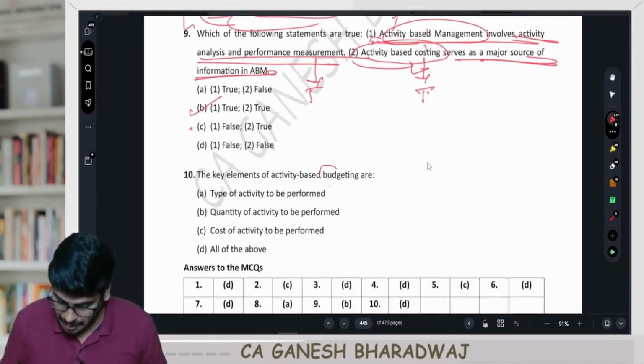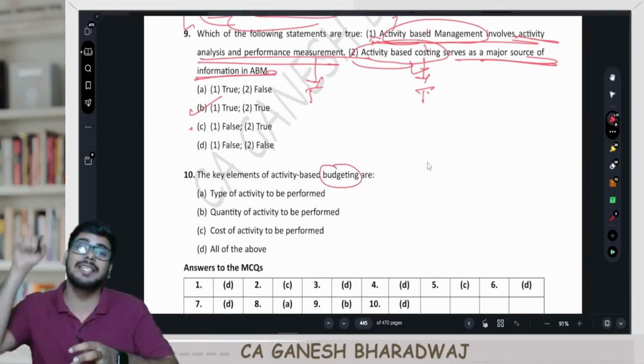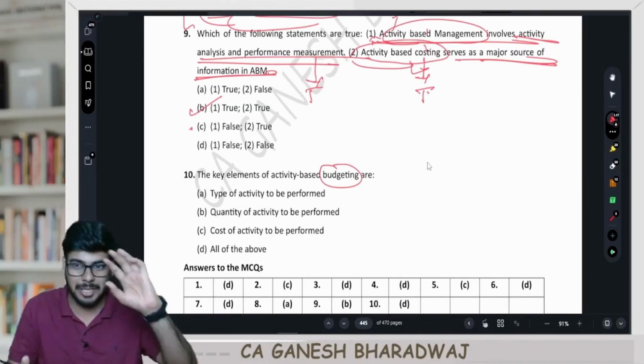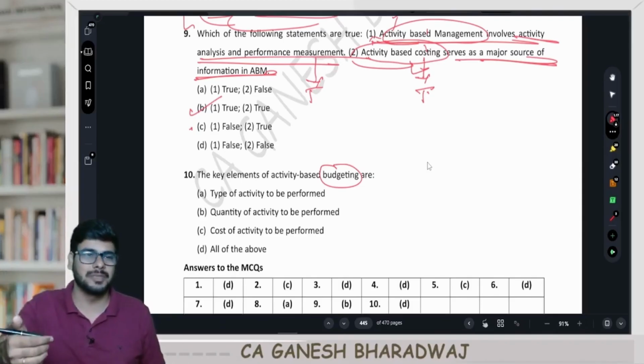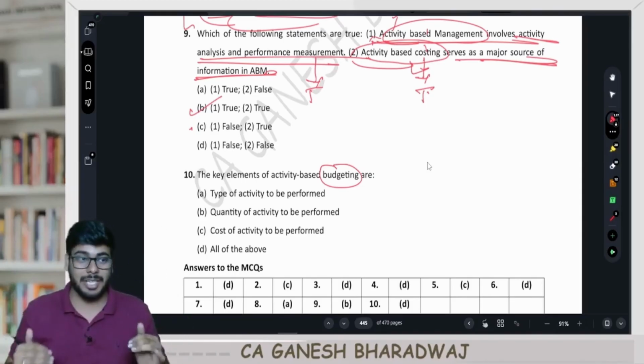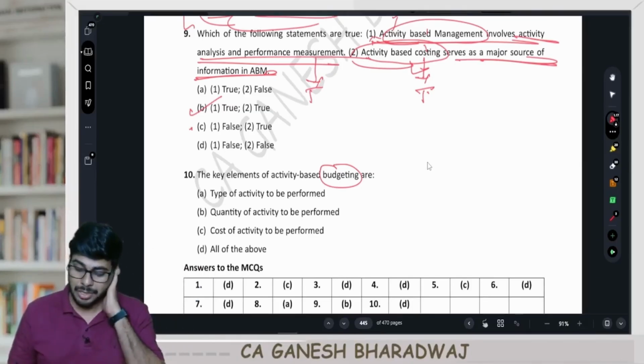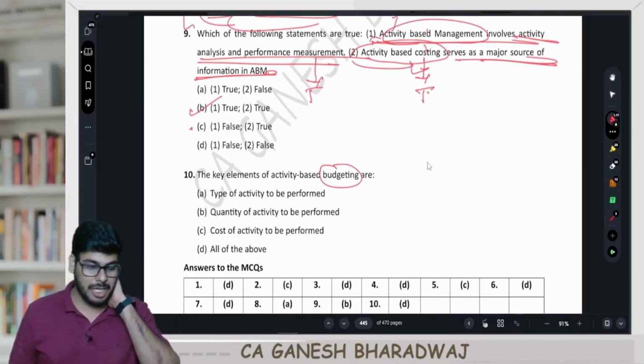What do you mean by activity-based budgeting? Using the concept of activity-based costing in budgeting is called activity-based budgeting. So we just saw in the previous sum, no? That is question number 8. So we use the budget figures, but we budget not based on departments, we budget based on activities. So the key elements of activity-based budgeting are as follows.